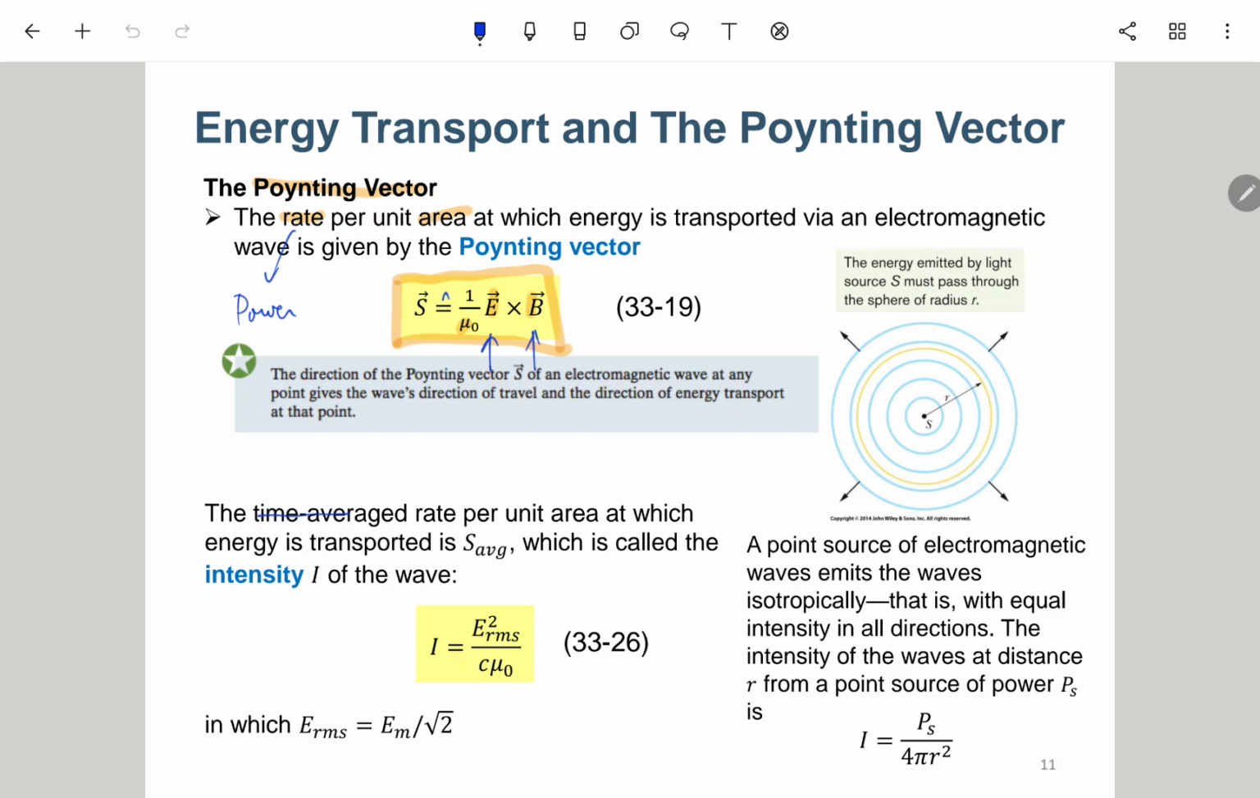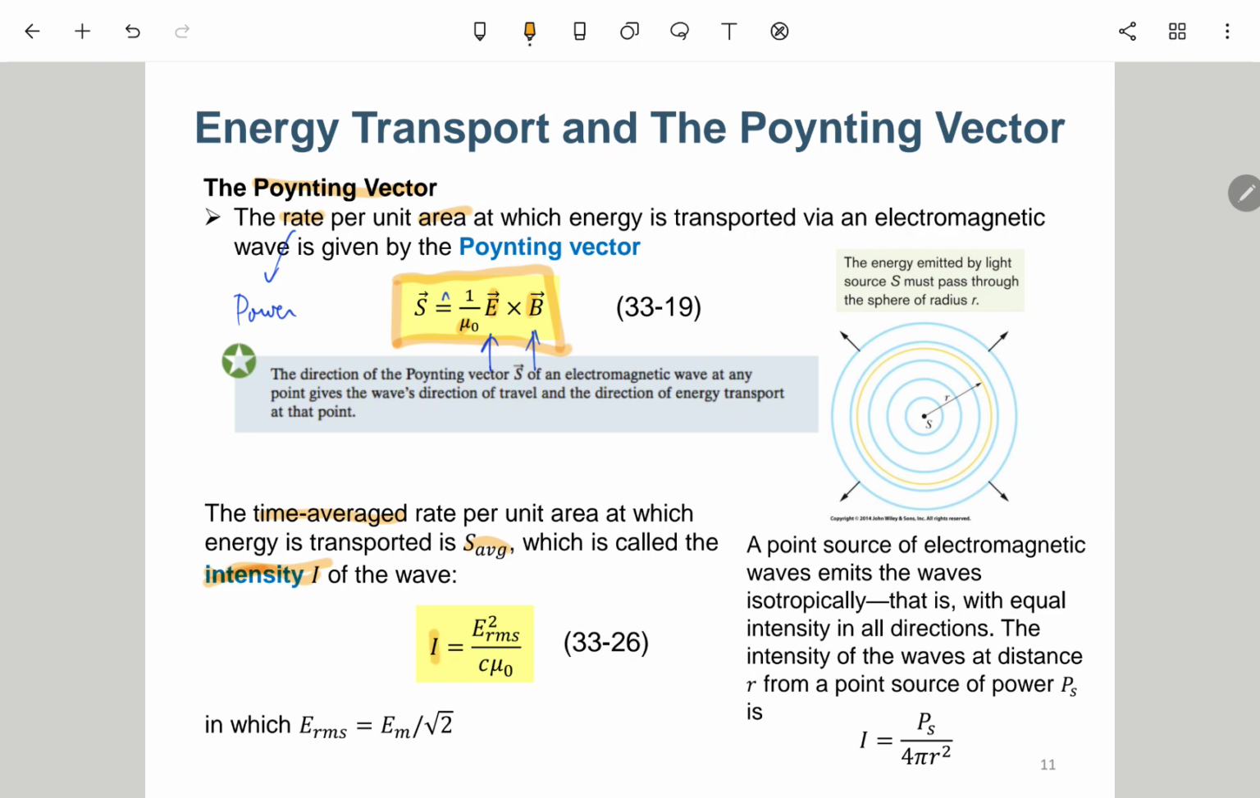Here we will also introduce something called the time average. The time average rate per unit area, which means we take the average: you integrate it over a period and then divide by that period. So this is the average rate per unit area at which energy is transported. We define this average to be called the intensity. 那中文就是强度嘛，就是一个电磁波的强度。So the intensity of the wave.